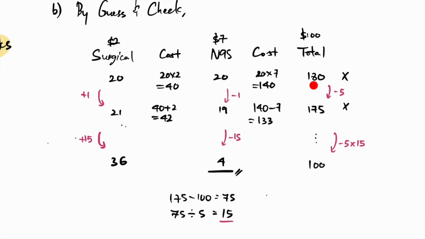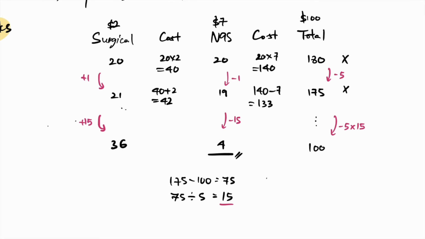Our first guess we got too much, so let's reduce the more expensive item. The more expensive item is N95, so that's -1. And then let's +1 to surgical. So what happened? There's a decrease of 5. Now you can keep going until you reach $100, no problem.